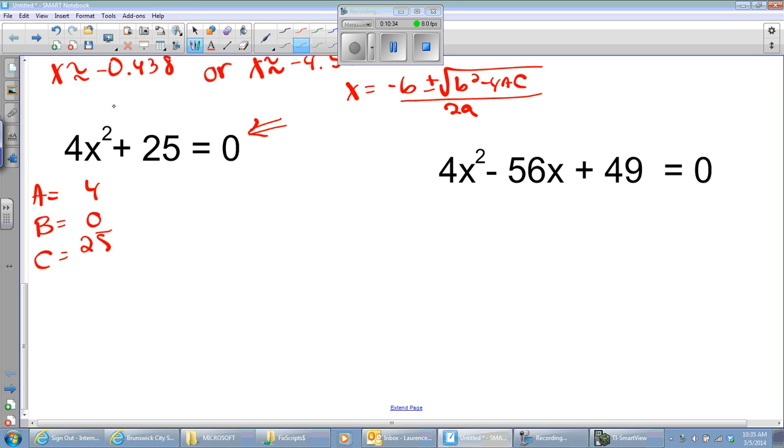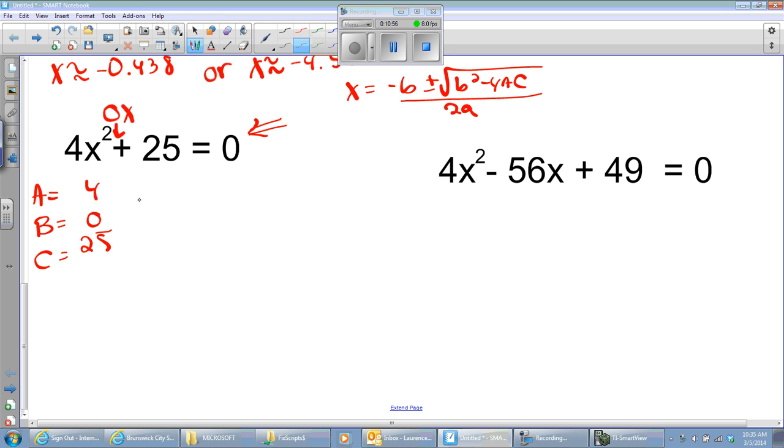AX plus BY, excuse me, equals C. Well, it's AX squared plus BX plus C. There's no BX term here. There's no X term. It's 0 X's in here. There's an X squared term, and that's A. The X term is B. The C term is the constant, the one without a variable.